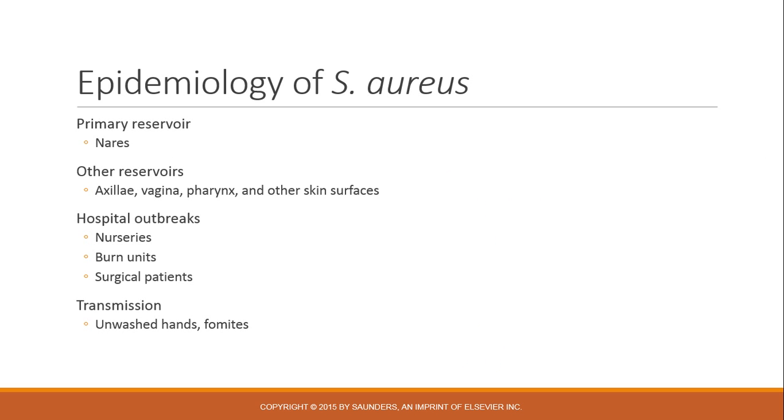The epidemiology of Staph aureus: the primary reservoir is usually in the nares, but we can find it in all other kinds of skin surfaces and other sites of the body. It can be responsible for outbreaks in hospitals like your nurseries, your burn units, your surgical patients, especially if a surgeon has it in their nares and they're not washing their hands well. So they can spread it to their patients. Transmission is usually through hand contact and fomites, so it's not an airborne infection. It's something that you pick up in your environment.